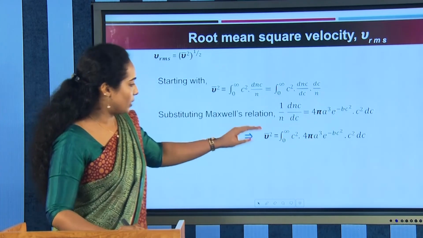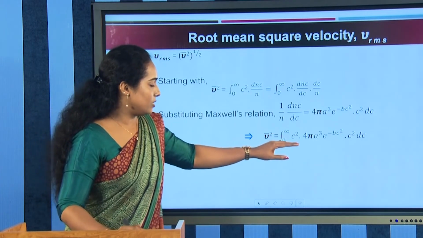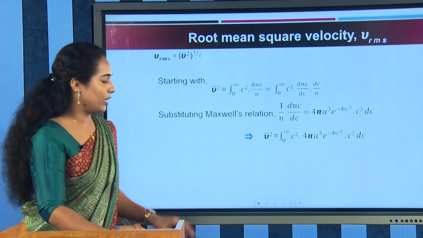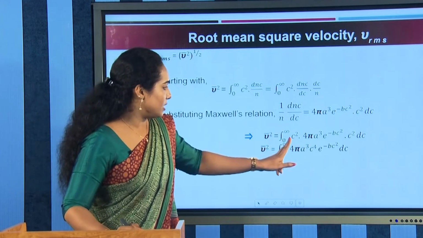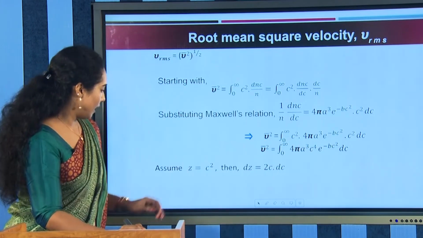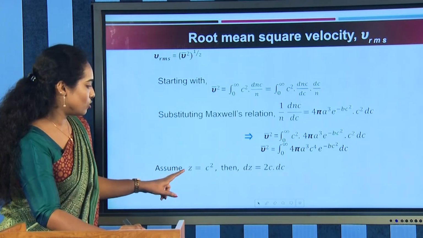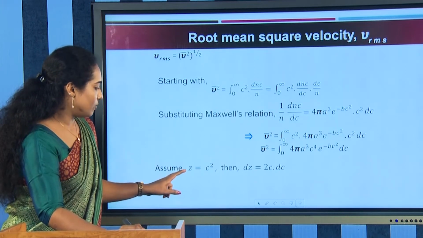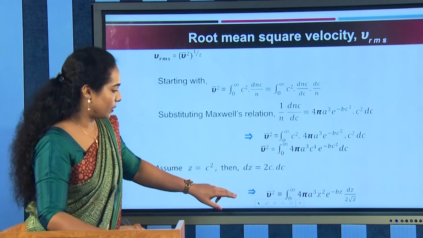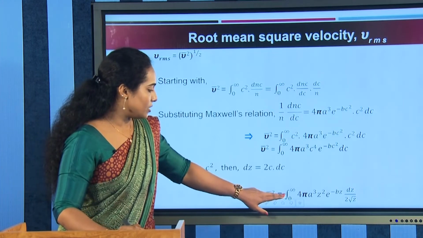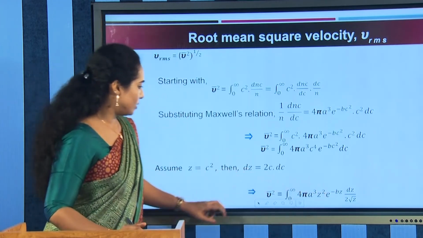Okay. Applying this equation over here, we can write mu bar square is equal to integral 0 to infinity c square 4 pi a cube e raised to minus b c square into c square dc. Okay, I am resolving in steps, that is c square and c square can be written as c to the power 4, which is written in the next step. Now assuming c square is z, here I have c square into c square. So, c square is assumed as z, then dz, the derivative of z, will be 2z dc. The same thing we have done previously. It is similar steps we are going through here also, that is mu square is equal to integral 0 to infinity 4 pi a cube z square e raised to minus bz dz by 2z.